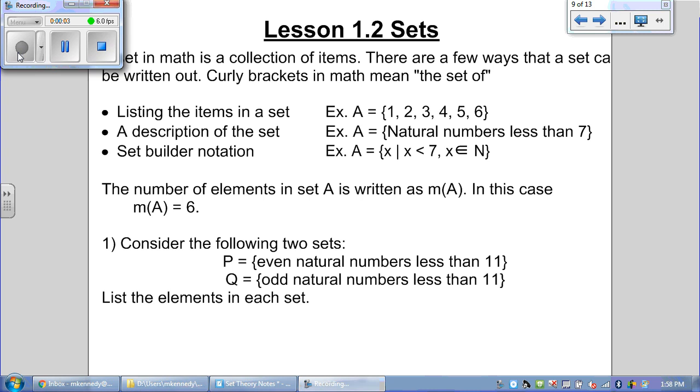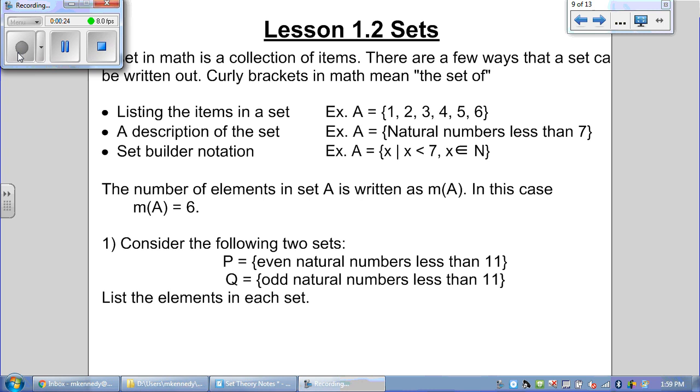1.2 is a lesson about sets. If you have trouble with 1.2, then it's going to make 1.3 and 1.4 dang near impossible. So 1.2 is going to be a lot of definitions. It's going to be a lot of reading. It's not going to be a lot of doing actual math, but it's going to lead us into all of our math that we're doing tomorrow and the day after that.